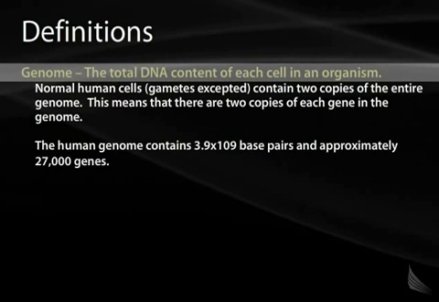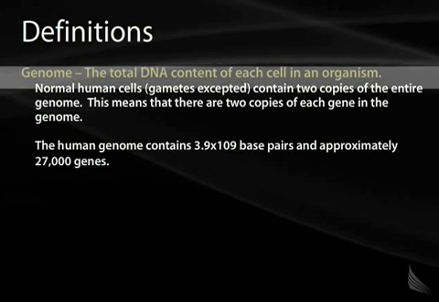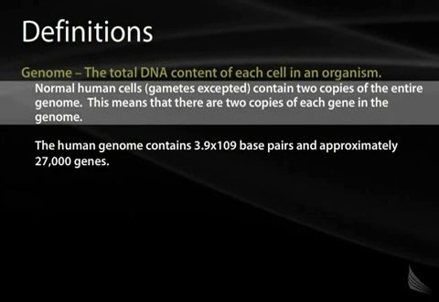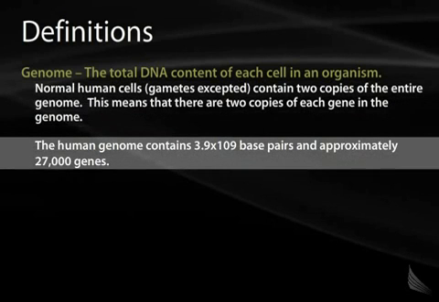The genome is the total DNA content of each cell in an organism. Normal human cells, with the exception of gametes, contain 2 copies of the entire genome. This means that there are 2 copies of each gene in the human genome. There are approximately 3.9 times 10 to the 9th base pairs in the human genome, which make up approximately 27,000 genes.